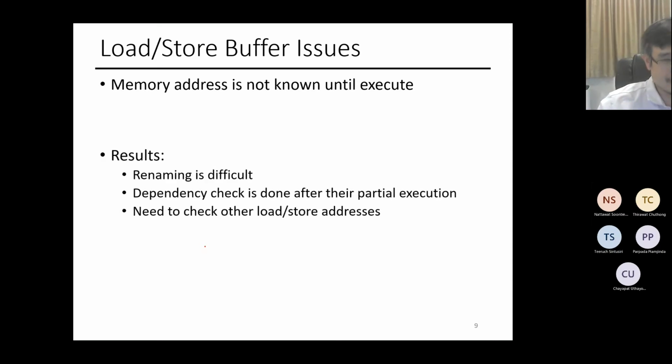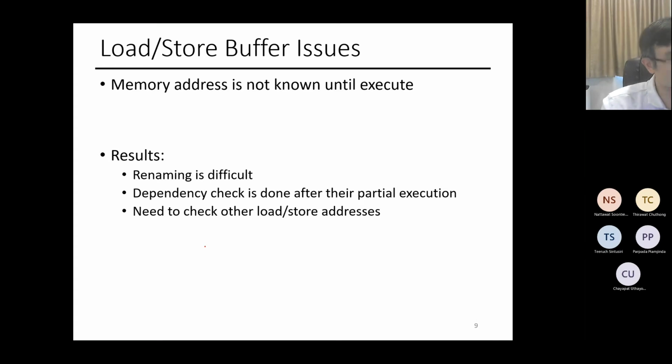So the result of this is it's going to be difficult to do the register renaming, right? Because now you have an address that's unknown. You don't even know what's the source, right? And the dependency check is done after the partial execution. Basically, you have to wait until the execute to know the address. And once you know the address, that's when you can do the dependency check. You also have to check the other load and store addresses as well. So that's quite a little bit more involved, right? Because you don't know the address of your operation.